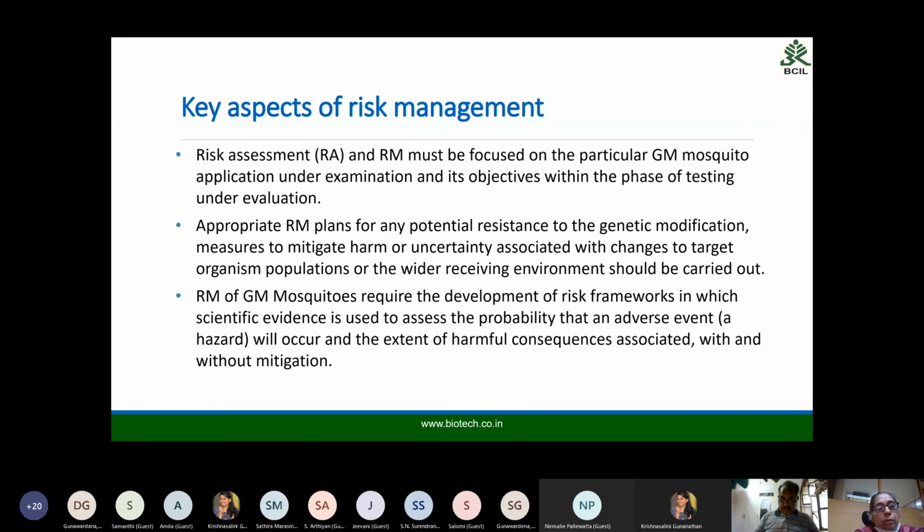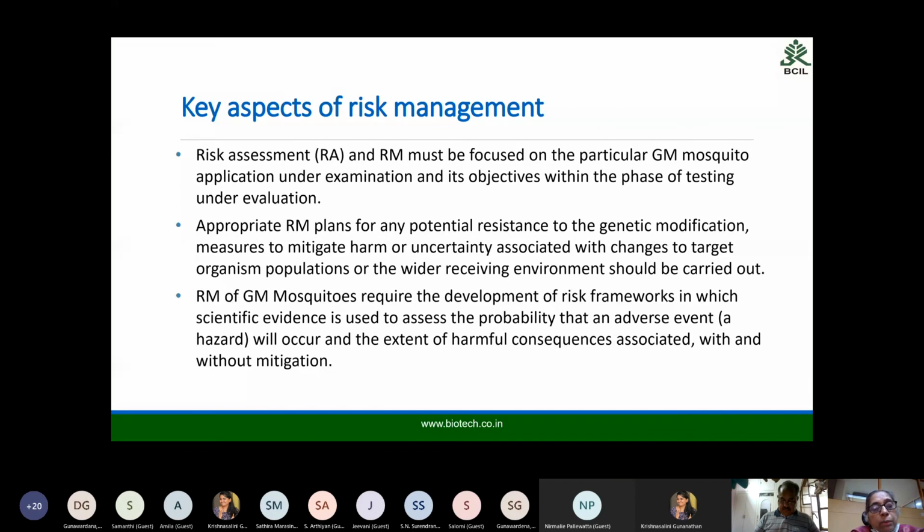Now, I think sir also mentioned this very elaborately, that risk assessment and risk management both should focus on the particular GM mosquito application under examination, and their objectives will be commensurate with the phase of testing we are in. I will explain how it will vary with each phase. The risk management plans would be prepared to be appropriate for any potential resistance to the genetic modification, and measures to mitigate harm or uncertainty in the wider receiving environment are also very important.